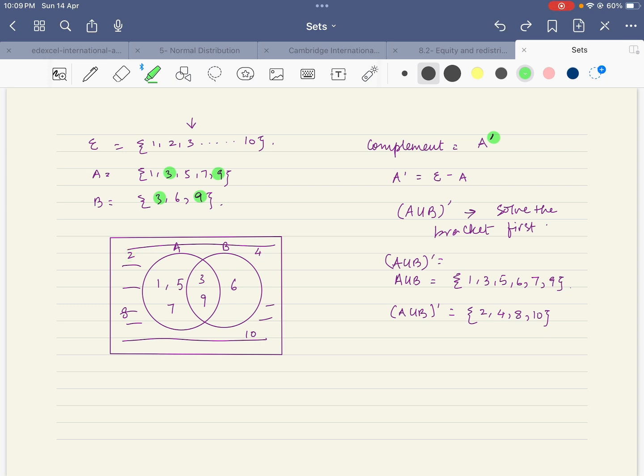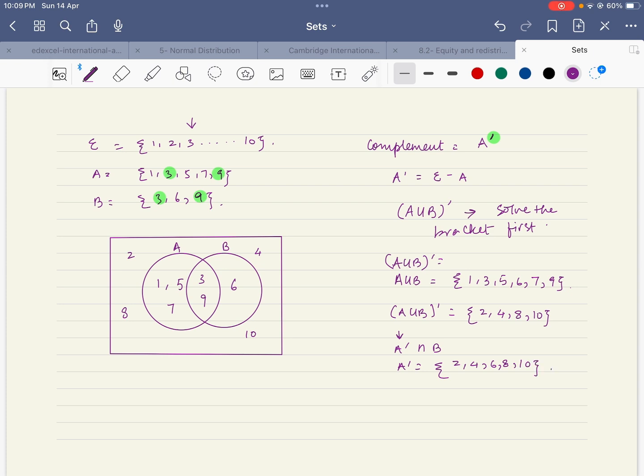But on the other hand, if you have a question that says A complement intersection B, there is no bracket. So first you will find out the complement. A complement is the universal set minus A. The answer will be 2, 4, 6, 8, 10. Now when you intersect it with B, B is 3, 6, 9. So we get only the value 6. A complement intersection B, the value is 6.